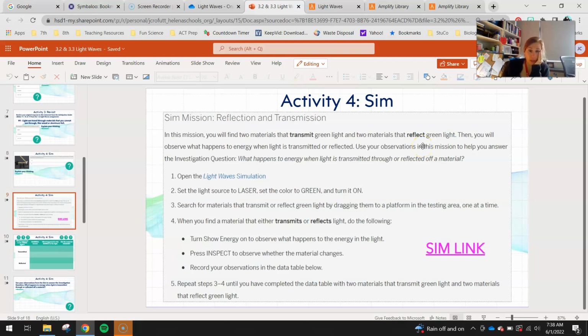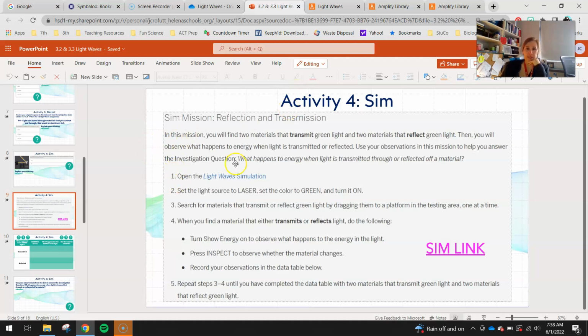Then you'll observe what happens to energy when light is transmitted or reflected. So when that green light hits it and either goes through it or reflects off it, what happens to the energy? Remember that when light hits an object and is absorbed, that energy is absorbed into that object, and we would see changes like heat or damage or whatever the case may be. Use your observations in this mission to help you answer the investigative question: what happens to energy when light is transmitted through or reflected off of a material?